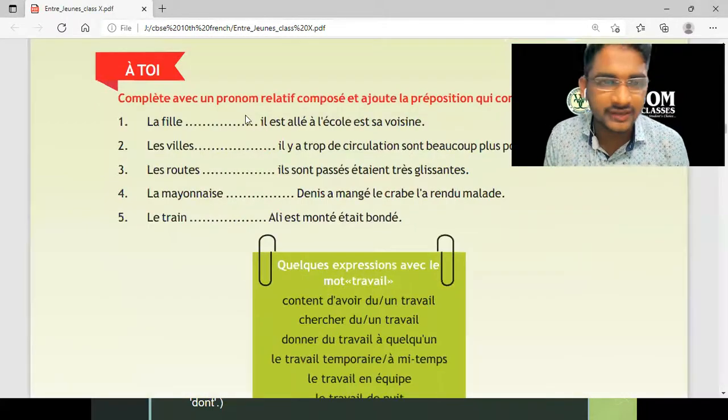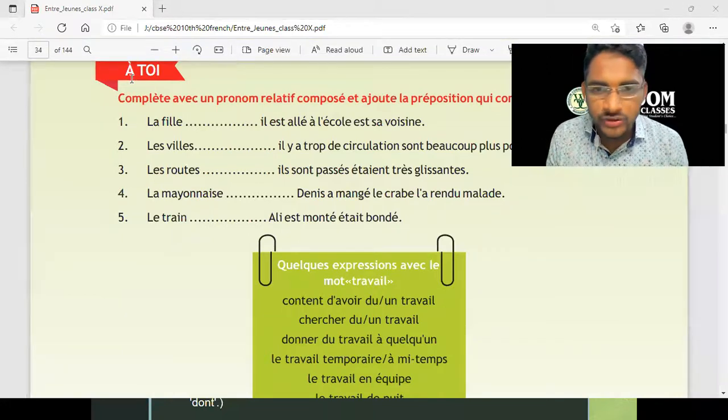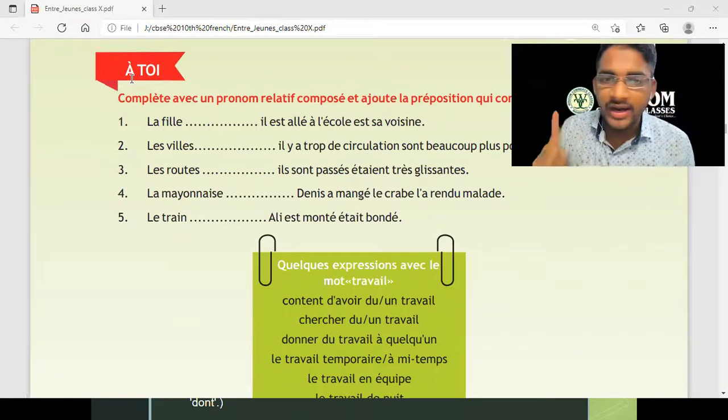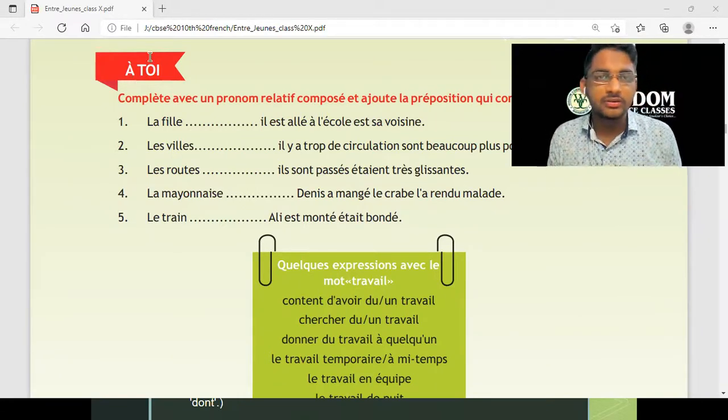Let's start. चलो अपन ही कर लेते हैं. Complétez avec le pronom relatif composé et ajoutez la préposition. Important students, important क्या यहाँ पे, you have to add one extra preposition which is convenient. Okay? चलो, great.